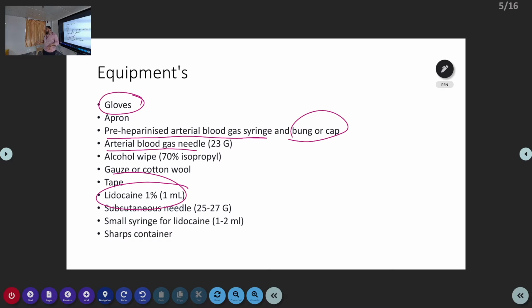For administering lidocaine, what do you need? You need a syringe also. So you need to have a 1 ml, the small insulin syringes will do. You need to take 1 ml of lidocaine in a small syringe for lidocaine and a subcutaneous needle. The syringe will come with a needle. So that is enough. A subcutaneous needle, the small syringe for lidocaine, and a sharps container where you can dispose of all your sharps. So that is the requirement for that.